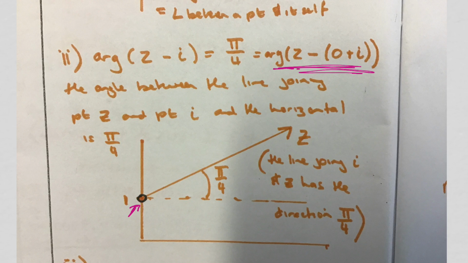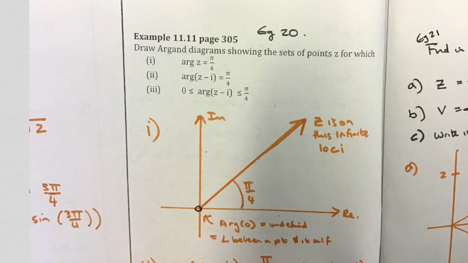Notice the open circle. You can't have an angle at that point there. There's no angle between itself and itself, right? It's undefined right there. So there's an open circle and it's undefined over there.